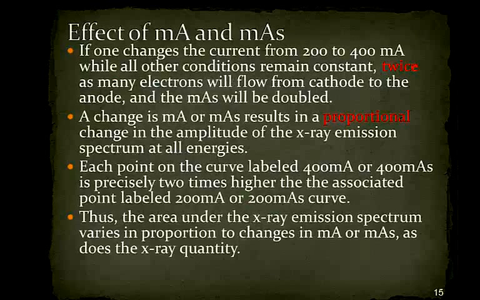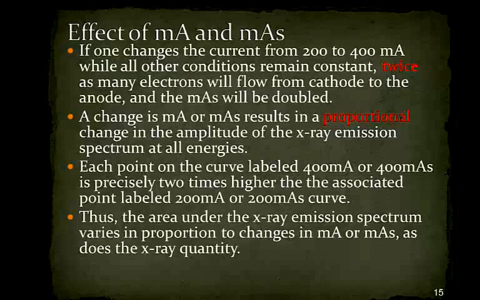So when we look at mA and mAs, if one changes the current from 200 to 400 mAs, so again, we're doubling it, while everything else is constant, twice as many electrons will flow from the cathode to the anode, and the mAs will double, because again, you went from 200 to 400. A change in mA or mAs results in a proportional change in the amplitude of the X-ray emission spectrum.